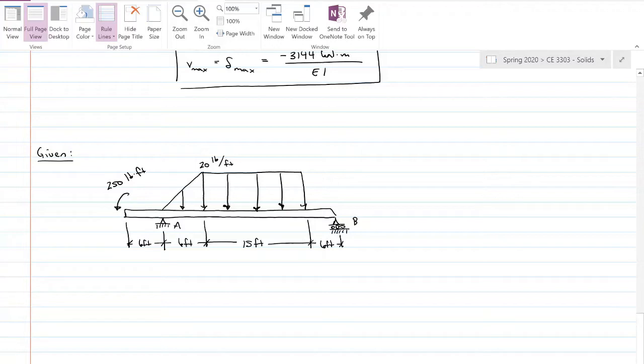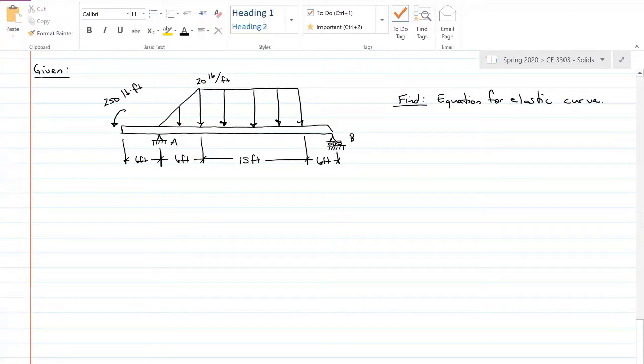All right, find the equation for the elastic curve. First up in our solution will be the reactions at A and B, and I've of course already solved for those, and I get AY as 210.37 pounds and BY as 149.63 pounds, and AX is still 0 because I don't have anything acting in the horizontal direction.